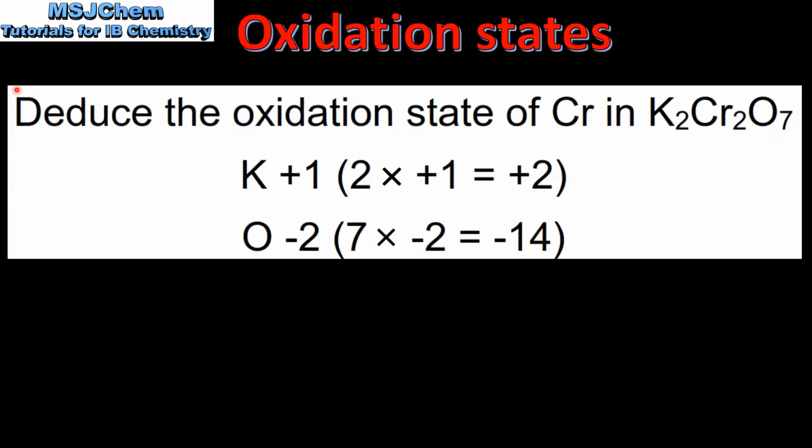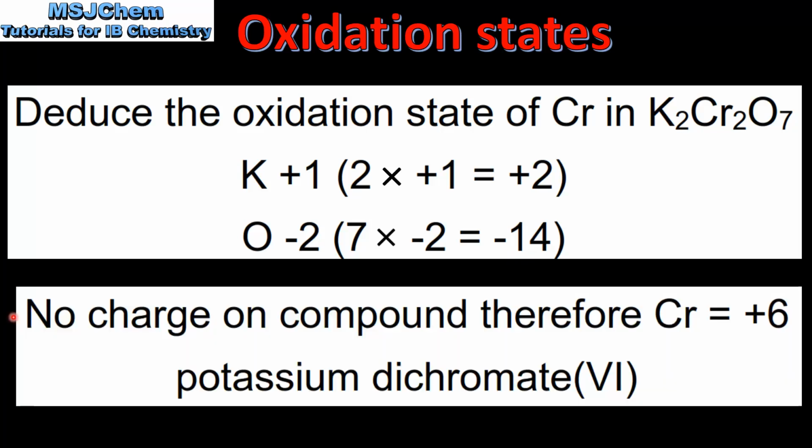Our next example is deduce the oxidation state of chromium in potassium dichromate. So potassium is a group 1 metal, therefore it has an oxidation state of +1, and the oxygen has an oxidation state of -2. That gives us a total of +2 for the potassium and -14 for the oxygen. There is no charge on the compound, therefore the oxidation state of the chromium must be +6. This is because there are 2 chromium atoms in the compound. The name of the compound is potassium dichromate(VI), with a Roman numeral 6 in brackets. This tells us the oxidation state or the oxidation number of the chromium, which is +6.